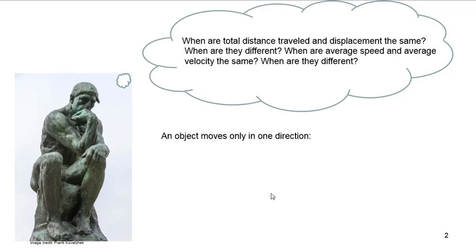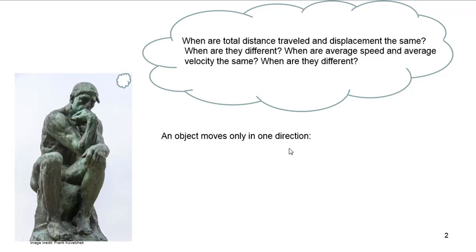Okay, so the real key here is that total distance traveled and displacement are the same if the object only moves in one direction. Remember, when you're walking on that number line, if you just move in one direction, no matter what, your displacement is the same as your total distance traveled. It's only when you change direction, if you turn around at some point, that's when your total distance traveled is different than your displacement. Because remember, displacement only cares about where did you start and where did you end.